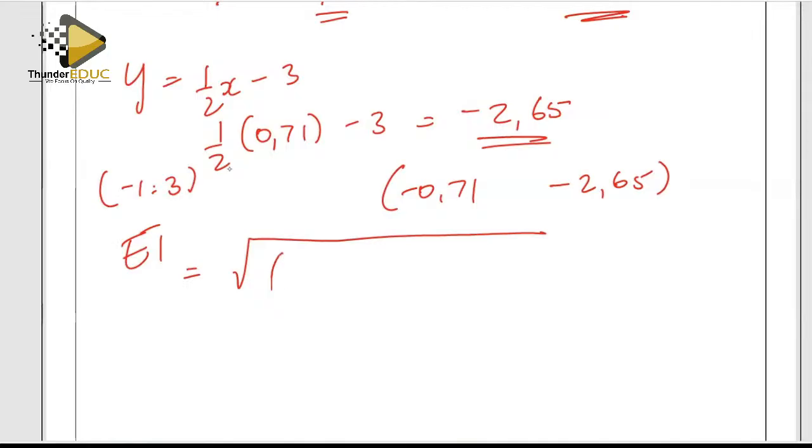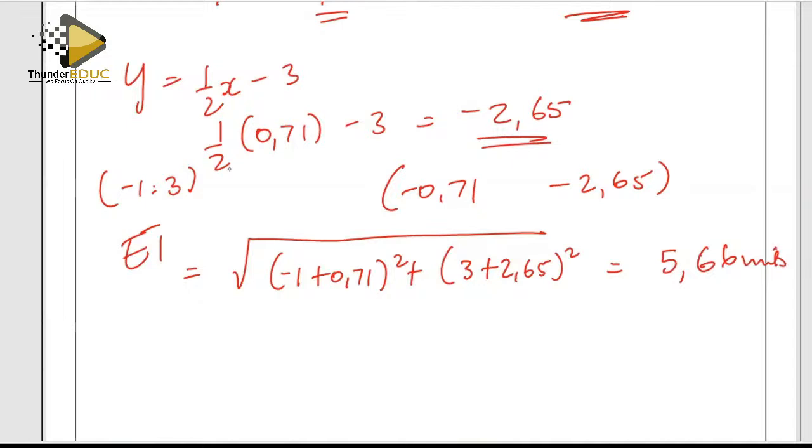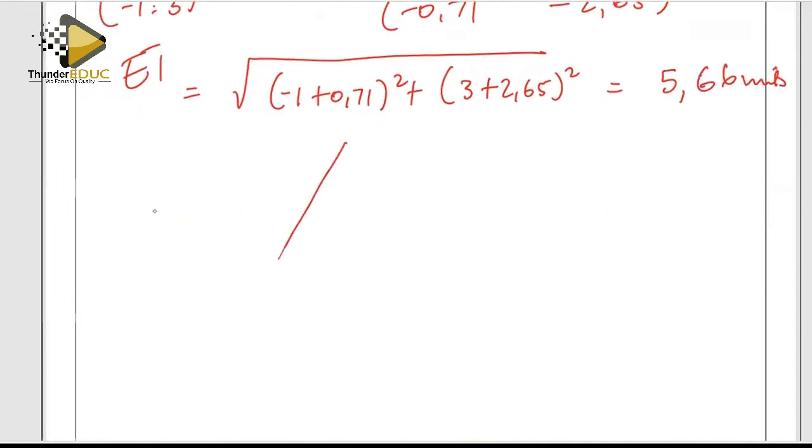Okay, so it's going to be x, which is negative 1 plus 0,71 squared plus 3 minus, so that's a plus. We square that. I'm having doubts with this answer of mine. So negative 1 plus 0,71 squared plus we're having a 3 plus 2,65 squared. That gives me a 5,66 units.